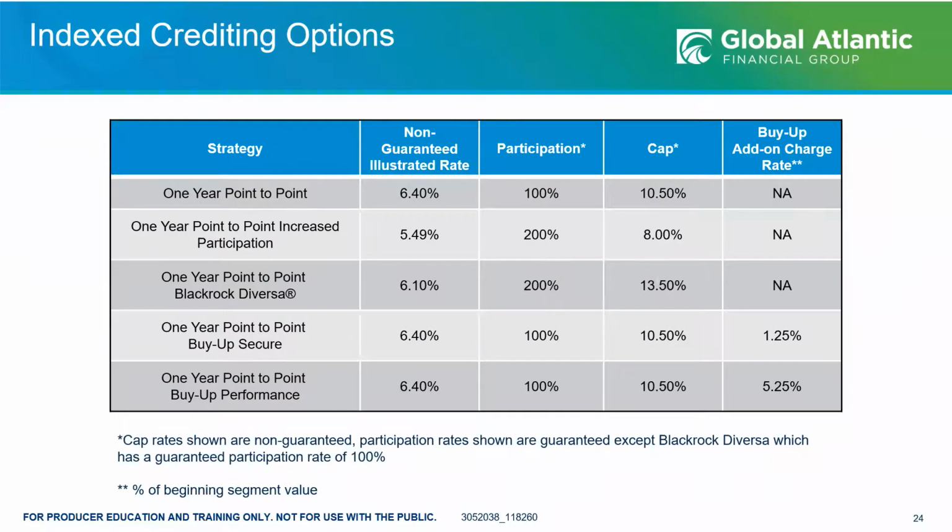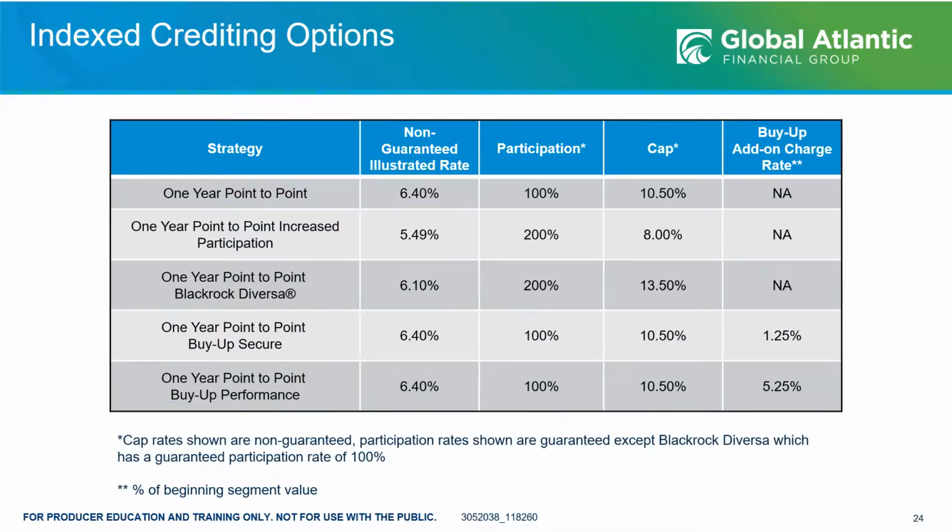Within Global Accumulator, we still have the standard 1 year point to point, so you don't have to have a multiplier or a buy-up within the product. If your client is not comfortable with that additional downside risk, they don't have to be in that strategy. We still offer the standard 1 year point to point. But then we have our two buy-up strategies, or multiplier strategies, that have an asset-based charge.